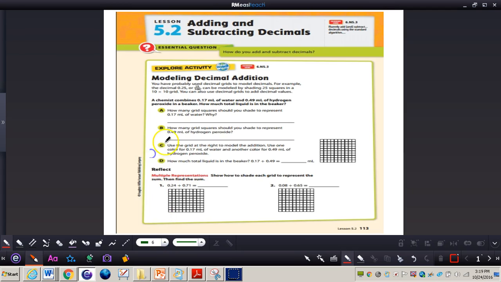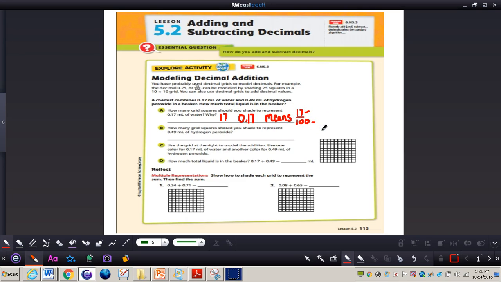What we're going to do with this one is we have 17. And the reason for that, because 0.17 or 17 hundredths means 17 over 100. Okay, so in other words, 17 of the 100 smaller squares in a 10 by 10 grid are shaded in. 17 are shaded in out of 100.